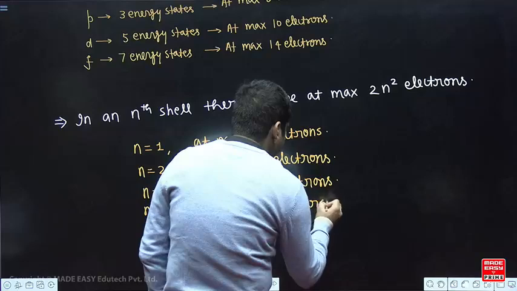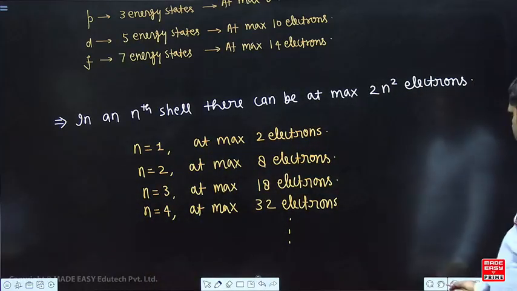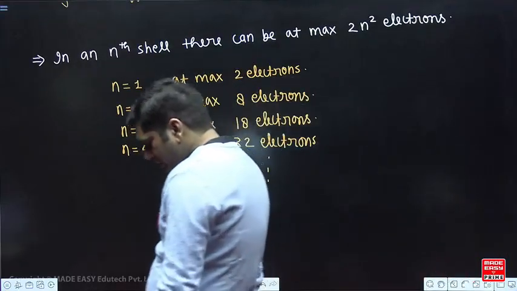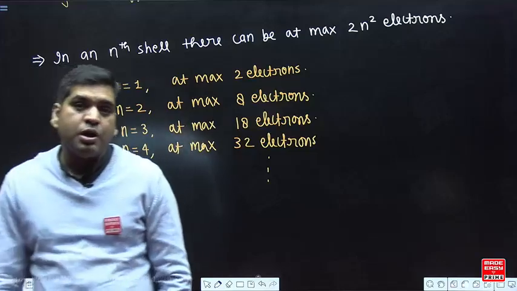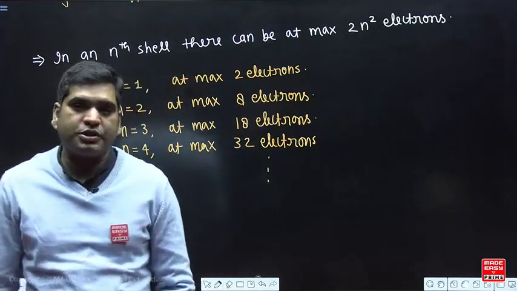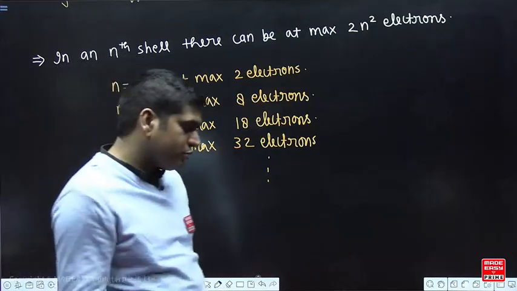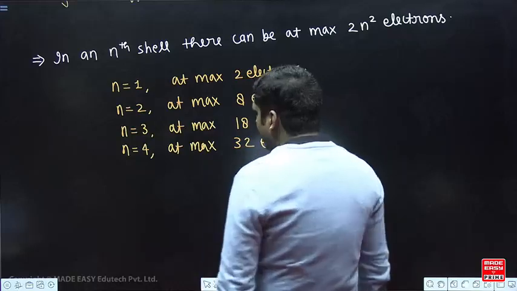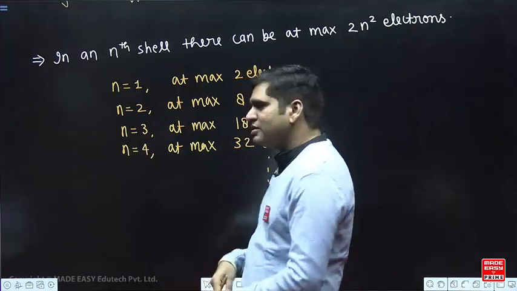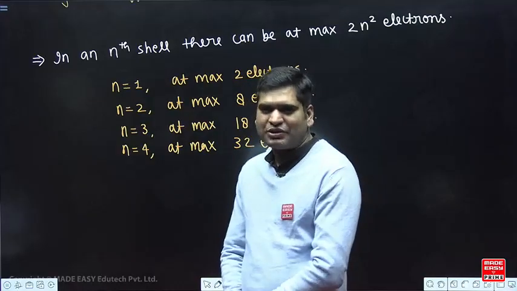Likewise, you keep on moving. So as the number of cell is increasing, the number of electrons will be increasing. The first cell can contain at max 2 electrons, the second cell at max 8 electrons, the third cell at max 18 electrons, the fourth cell at max 32 electrons. But there is an exception to this rule. That exception says that the outermost cell of any atom cannot accommodate more than 8 electrons. What do I want to say? If n is equal to 4 is an inner cell, then it can have at max 32 electrons. But if it is the outermost cell, then it cannot have more than 8 electrons.